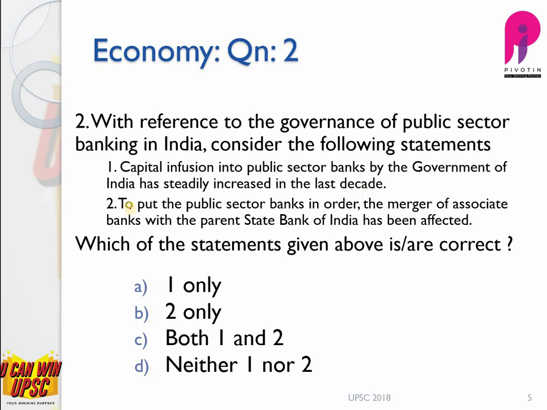For the last decade, which is 10 years, how will the curve be straightforward? How would it have increased steadily? So this statement is tricky. And the second statement: to put the public sector banks in order, the merger of associate banks with the parent SBI has been effected. Yes, this is correct. So the answer for this question is B.